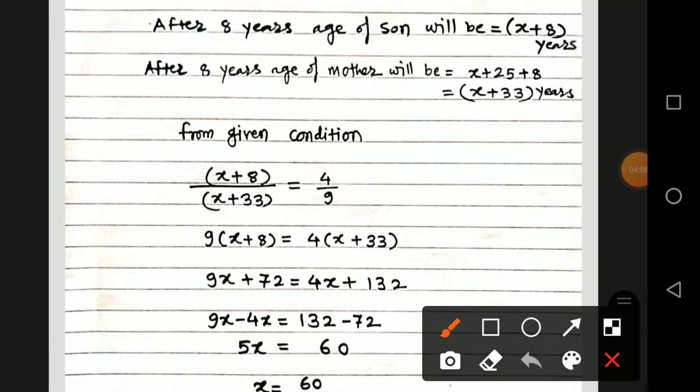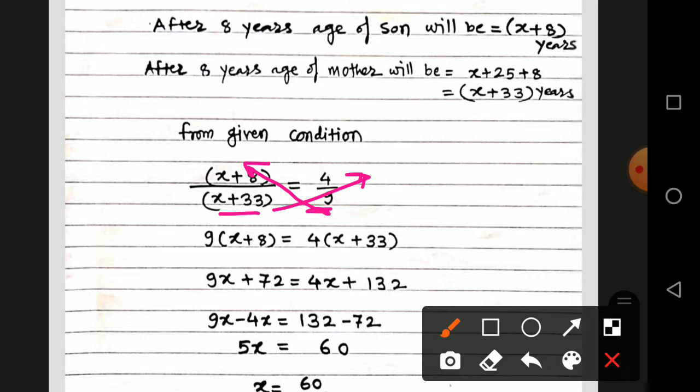Now do the cross multiplication. This is in the denominator. This is in the division. Transpose to this side, it becomes multiplication. This bracket is in division. Transpose to the right side, it becomes multiplication. So I have written the next step: 9 into bracket x plus 8 is equal to 4 into bracket x plus 33.